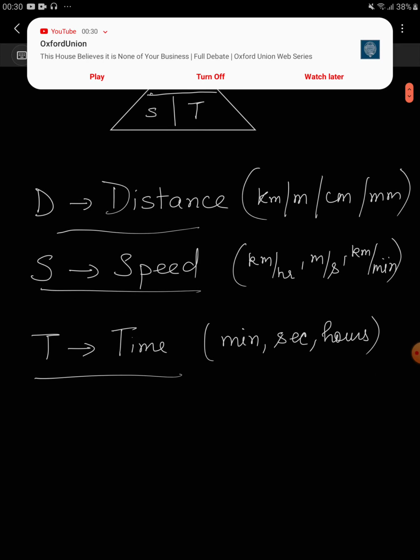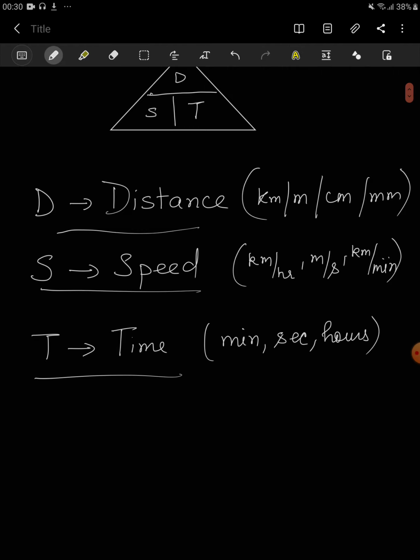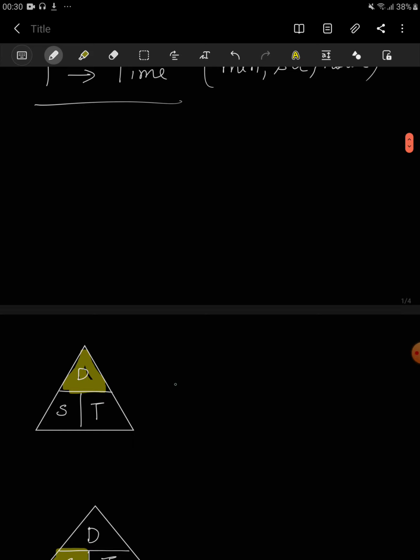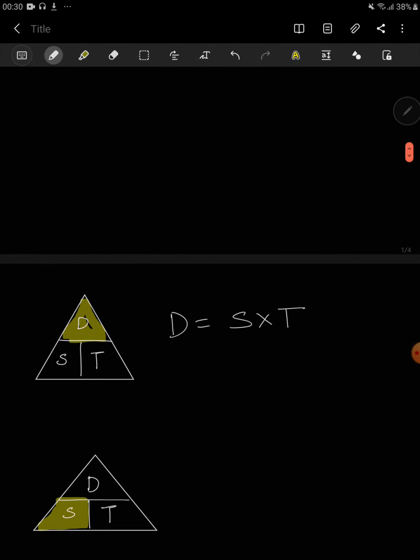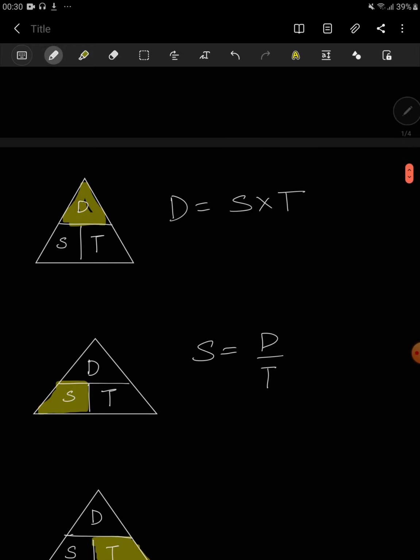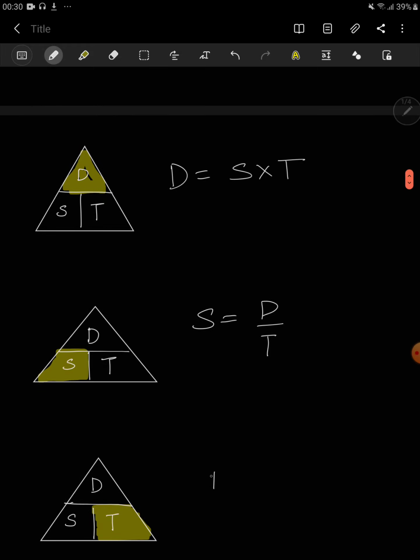Now, if I have to find D, distance, I will hide D, and the formula for distance becomes distance is equal to speed into time. In case I have to find speed, the formula becomes distance upon time. Now if I have to find time, I'm going to hide time, and the formula becomes T is equal to distance upon speed.